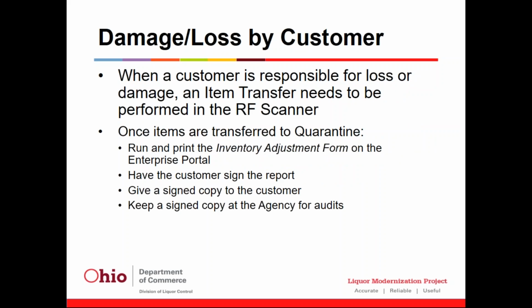Now, damage or loss by a customer is handled more similarly to damage upon receipt. So if a customer is responsible for loss or damage, you're going to do a transfer to quarantine on the RF scanner, print out the inventory adjustment form, have the customer sign off on it, and have that form available for the auditor when they come in. If your customer doesn't stay or refuses to sign the form, just make that notation on the inventory adjustment form for the auditor.